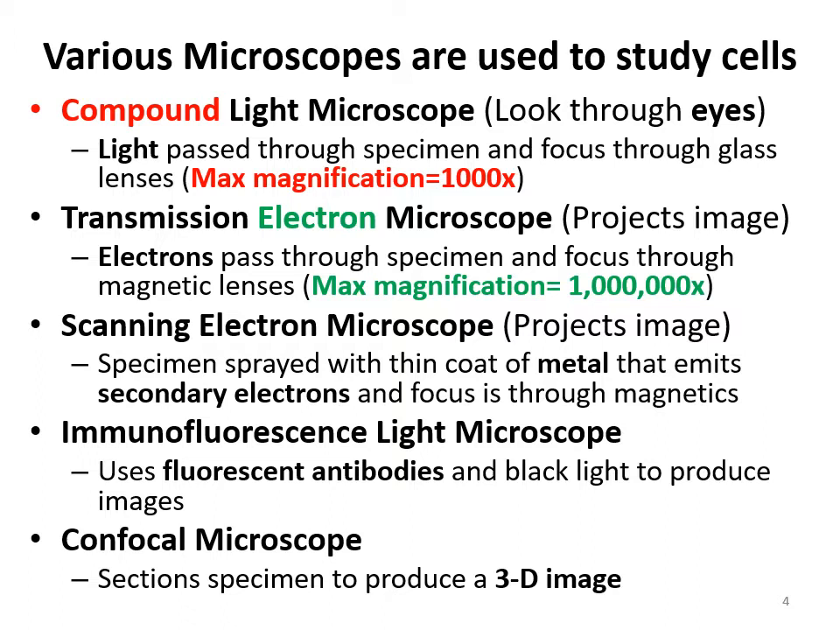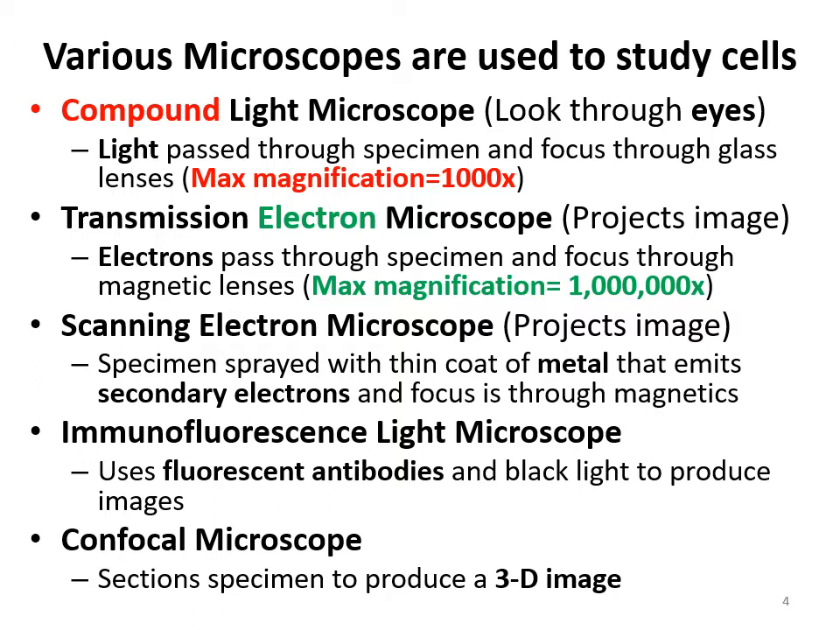The reason that the max is 1000x is that those eyepieces you look into have 10x magnification, and then the objectives that you turn at the bottom of the nosepiece, the highest one is 100x. So 10 times 100 equals 1000. Electron microscopes are then more powerful. Electron microscopes allow you to see a maximum magnification of 1,000,000 times the image. So it's much, much more powerful.